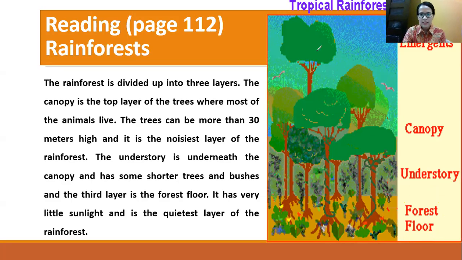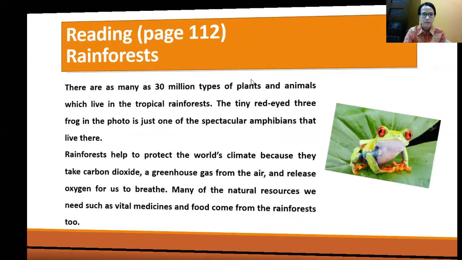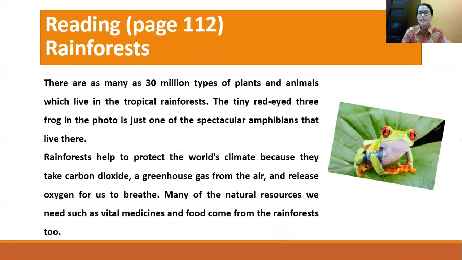Okay, now let's move to the next paragraph. There are as many as 30 million types of plants and animals which live in the rainforest. The tiny red-eyed tree frog in the photo is just one of the spectacular amphibians that live there. Rainforests help to protect the world's climate because they take carbon dioxide, a greenhouse gas, from the air and release oxygen for us to breathe. Many natural resources we need, such as vital medicines and food, also come from the rainforest.